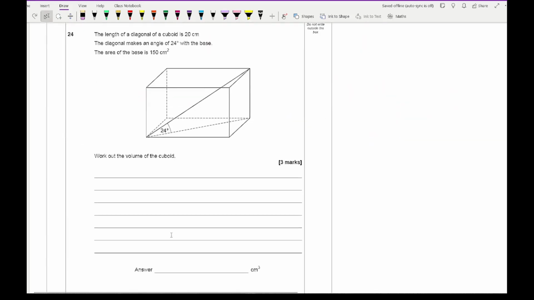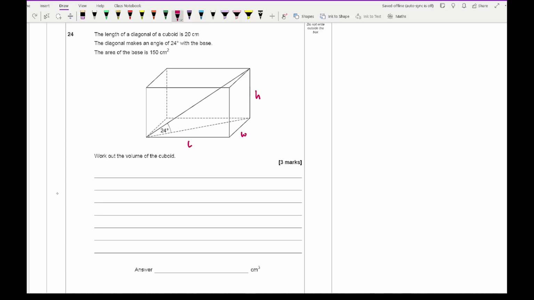Moving on to question 24, it says the length of a diagonal of a cuboid is 20 centimetres. The diagonal makes an angle of 24 degrees with the base. The area of the base is 150, and the question is asking us to work out the volume of the cuboid. Now to work out the volume, I need to know what this length here is, what that length here is, and what that is there.